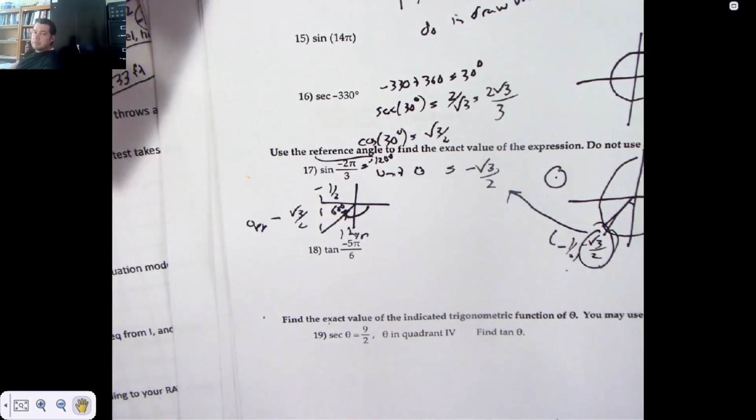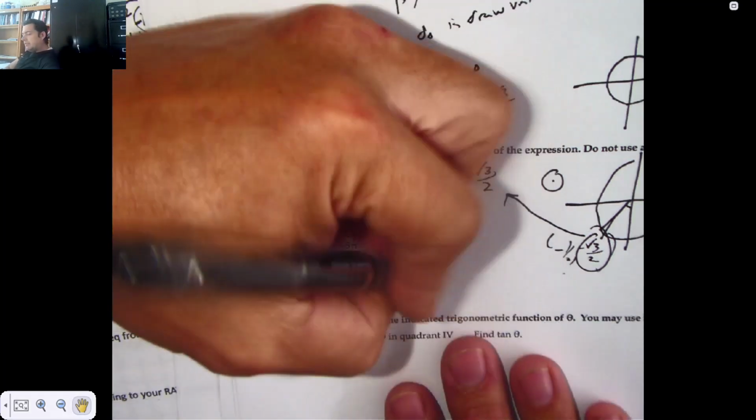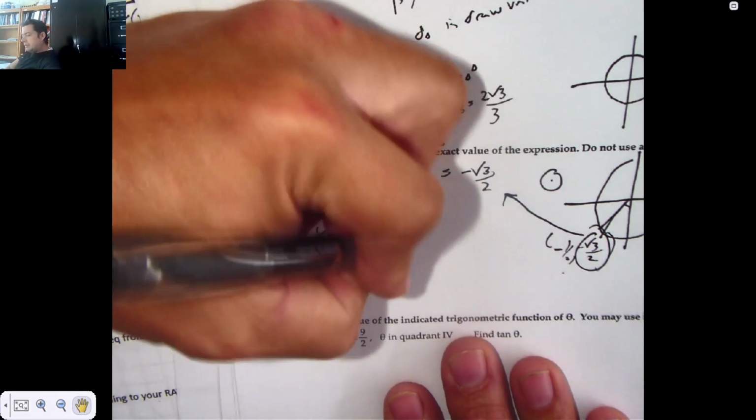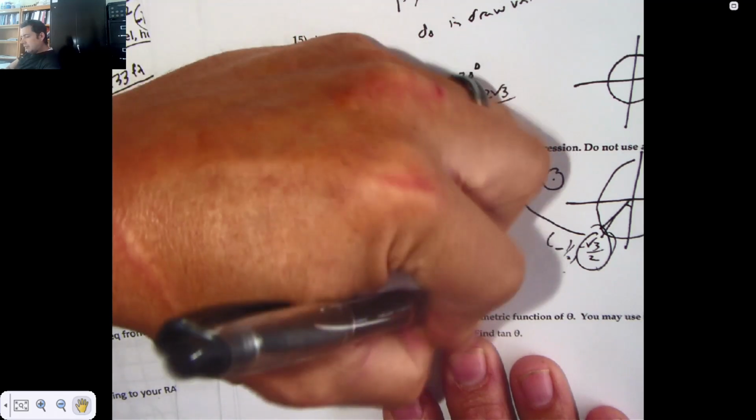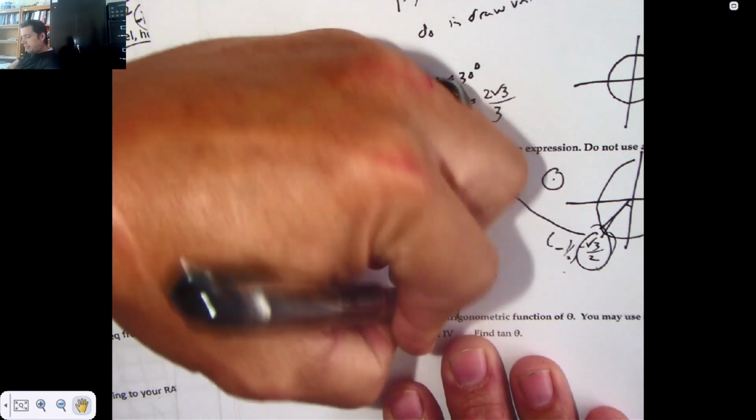Sine is y. Tangent of negative 5 pi over 6, that's going to be negative 150 degrees. Reference angle measures 30.